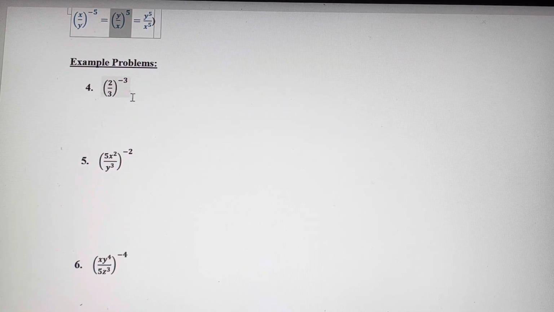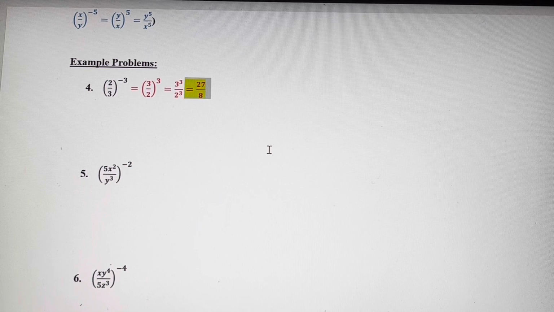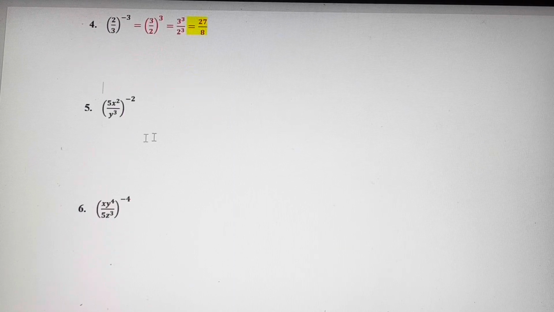So 2/3 to the -3. I'm going to flip that fraction and make it 3/2. That changes the sign of the exponent, so we've got 3/2 to the third power. Both numerator and denominator are going to be raised to that third power, so I've got 3 cubed over 2 cubed. 3 cubed is 27. 2 cubed is 8, so that's going to be my answer, 27/8. Okay? All right.